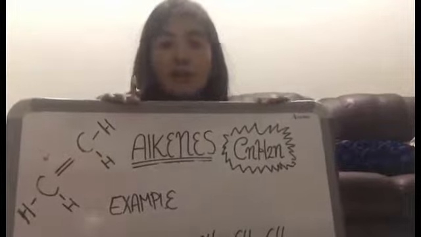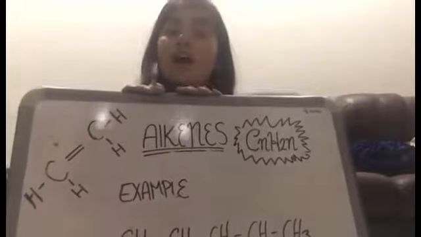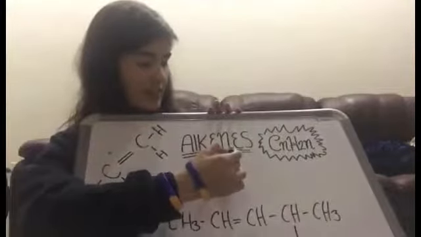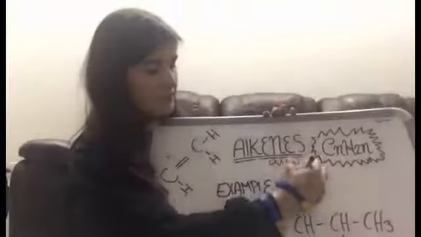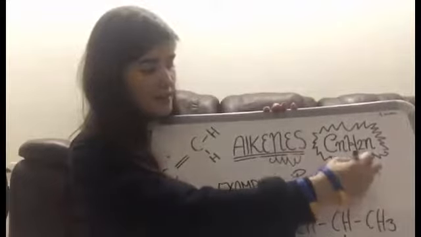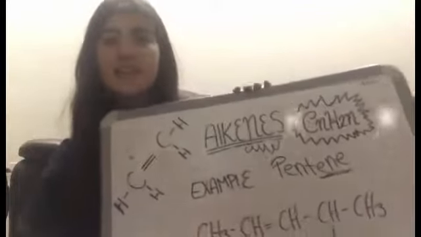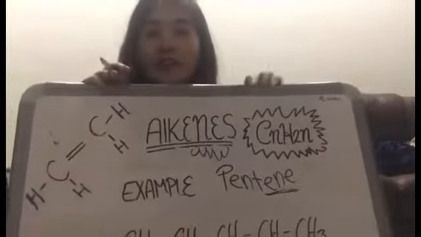The way to name them is very similar to the alkanes. The alkenes are named with an ending -ene. For example, pentene will be P-E-N-T-E-N-E, like that, with this specific ending. That way you can identify an alkene.